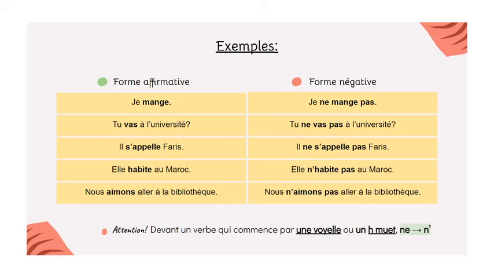Dan ada beberapa contoh lagi kat bawah tu. Est-ce qu'elle aime le sport? Does she love sports? Non, elle n'aime pas le sport. Non, she doesn't love sports. Elle préfère la danse. She prefers to dance.